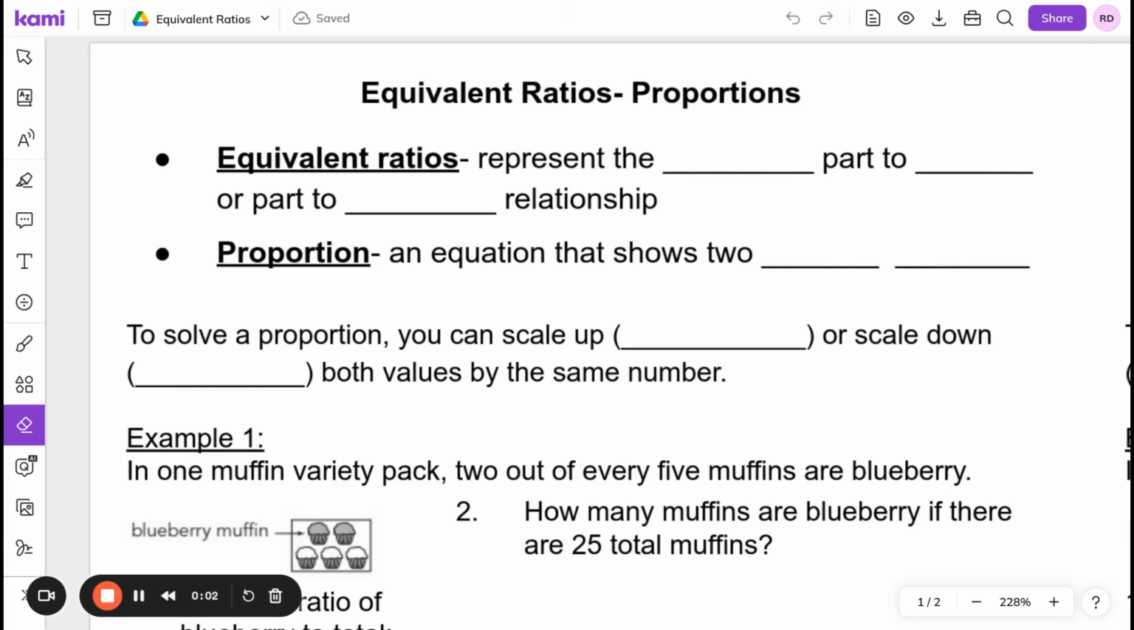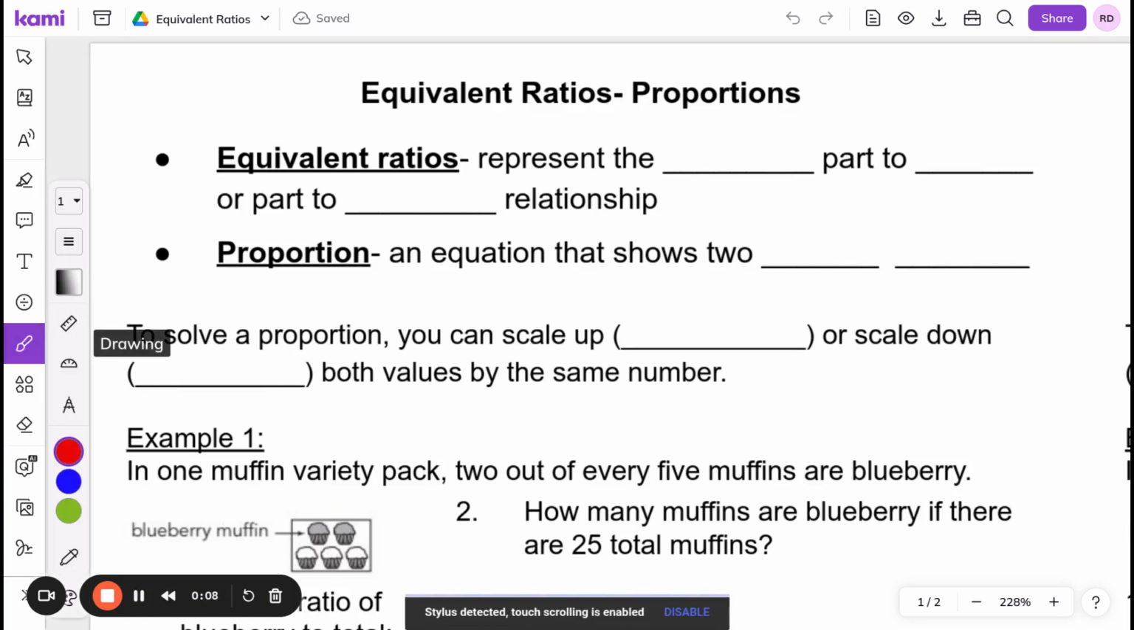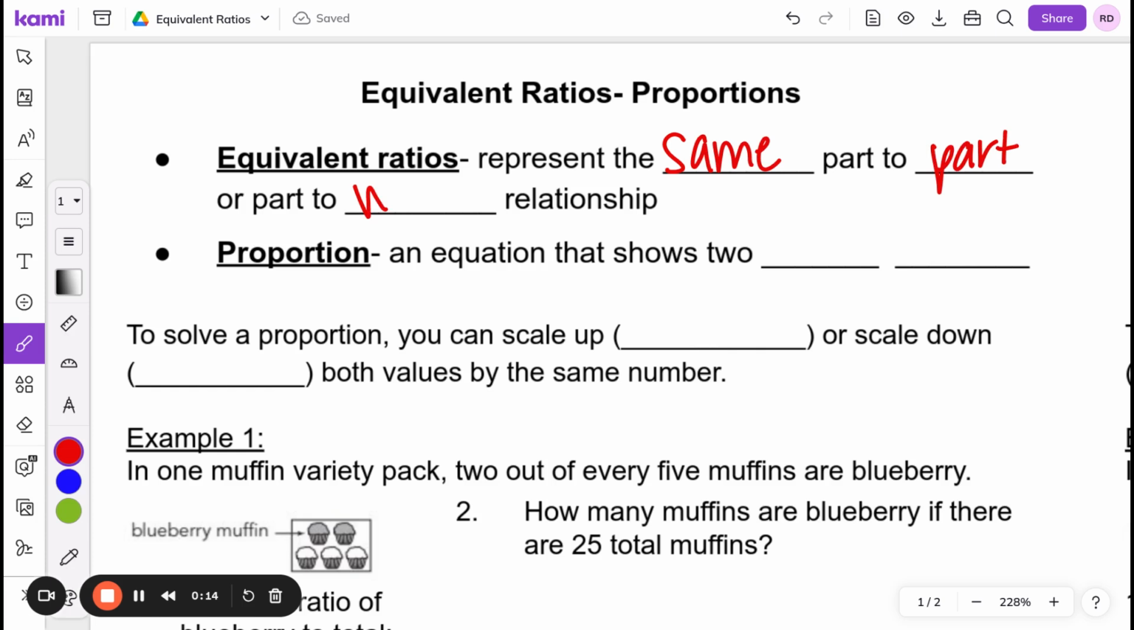These are our equivalent ratio notes or proportions. So equivalent ratios represent the same part-to-part or part-to-whole relationships. And then just a reminder, equivalent means equal. So you have to be making ratios that are equal. So the numbers might look different, but they do have to represent the same part-to-part or part-to-whole relationship.